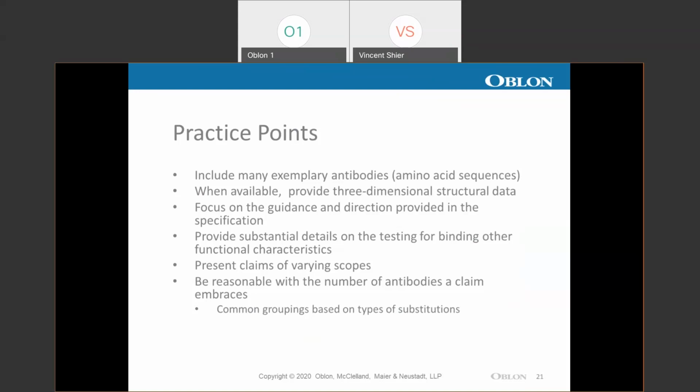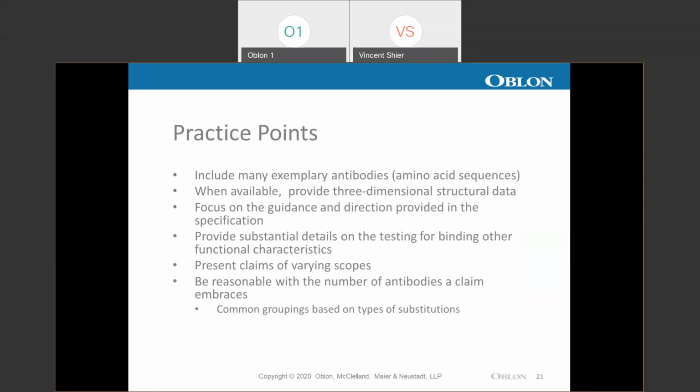So in addition to broad genus claims, claims should also be drafted that are as narrow and directed as possible, even to the point that we envision picture claims that cover the specific embodiments disclosed. The number of antibodies needed to be tested to determine whether they're functional and fall within the scope of the claim should also be kept as small as possible.